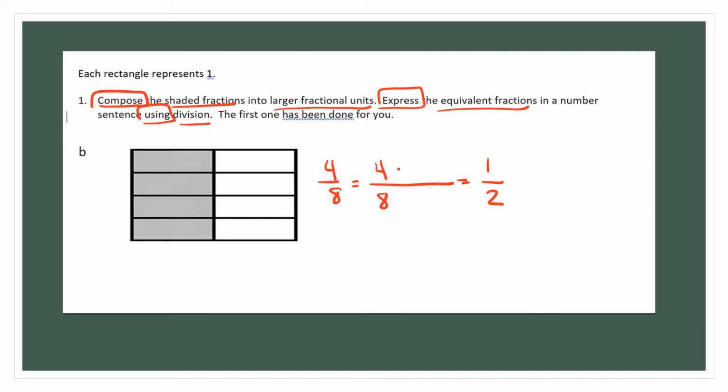I'm going to fill in the blank just like I would with multiplication, but now I'm dividing. 4 divided by 4 is 1, and whatever you do on the top, you do on the bottom. 8 divided by 4 is 2. So my equivalent fraction for 4/8 is 1/2.